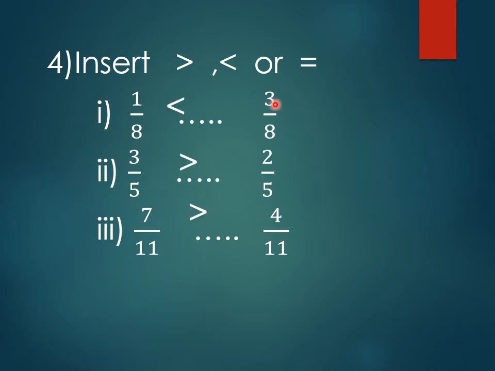Similarly, the other 3 you can understand. Here 7 out of 11, 4 out of 11.